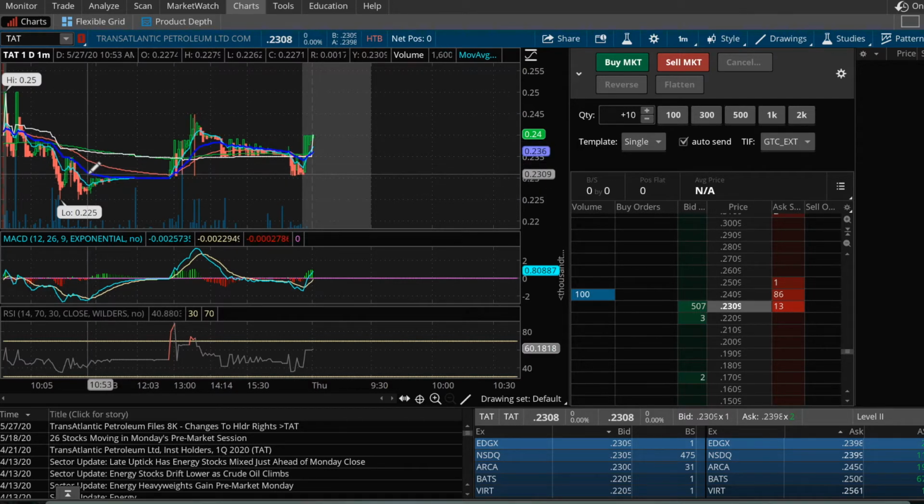The blue is the 25 period exponential moving average. Then you have the red, the 50, the green is the 200, and then the white is the VWAP, volume weighted average price. That's what I use when it comes to my indicators for day trading.